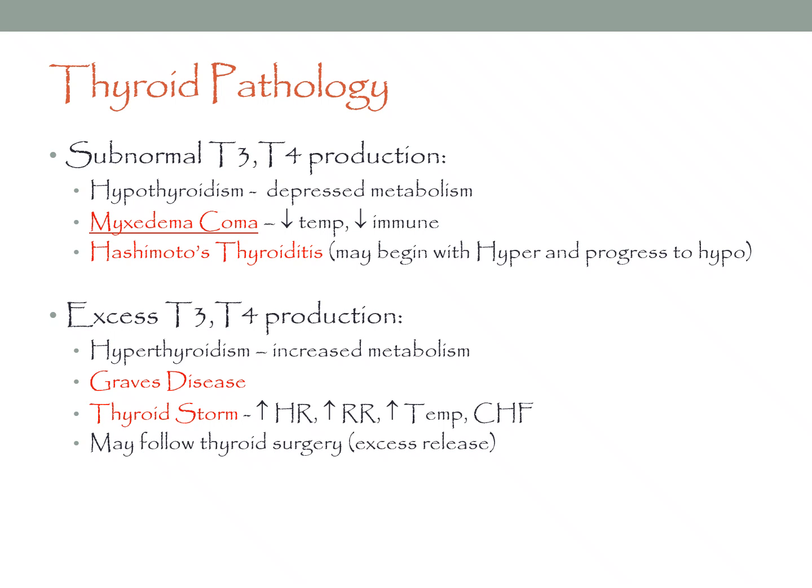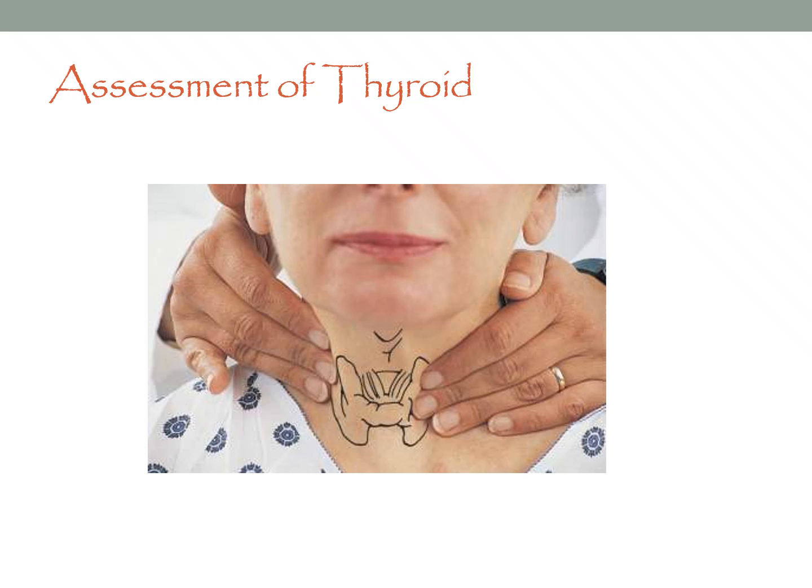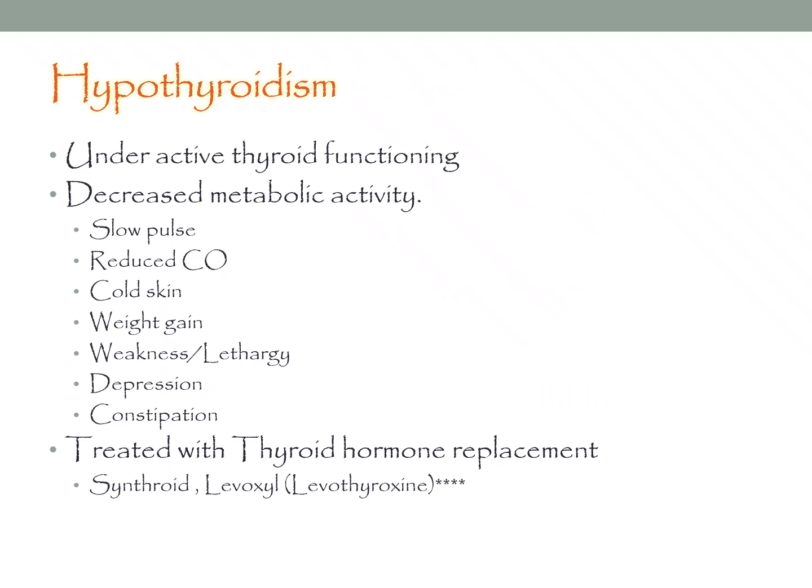So there's two hypothyroid conditions we're going to speak of. One is called myxedema coma, and the other is called Hashimoto's thyroiditis. Then there's two hyperthyroid conditions we're going to talk about. One is Graves' disease, and one is the thyroid storm. Hypothyroidism. Individuals with hypothyroidism have much lower metabolic activity in every body system. So when we think of hypothyroidism, we think of kind of low and slow and cold.